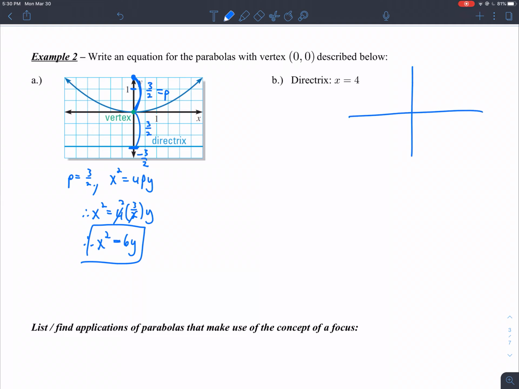The next one, again, as for anything in chapter 8, most math questions, if they don't give you a picture, I would draw a picture just to be safe. Okay, so it says directrix x equals 4. So just go and draw x equals 4. There's x equals 4, and here's the directrix.